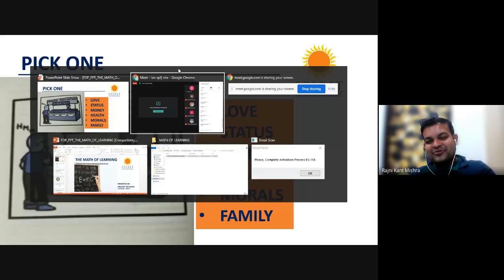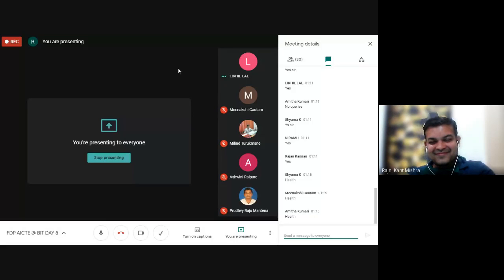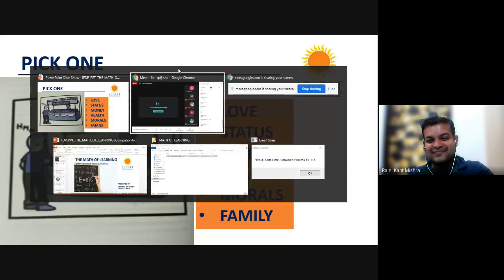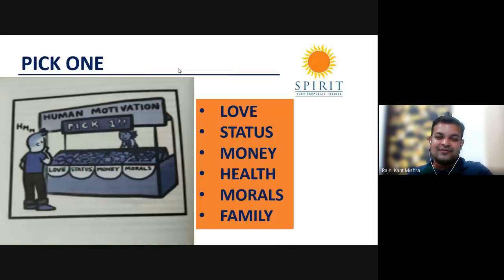Amita Kumari ma'am has also written health. Okay, great. How about others? I wonder how come you are not writing money. Okay, I'm waiting for the answer. Others, I'm waiting for the answer. You have to choose one. You have to choose amongst love, status, money, health, morals, and family. You have to choose one. Please go ahead and pick your choice, please.